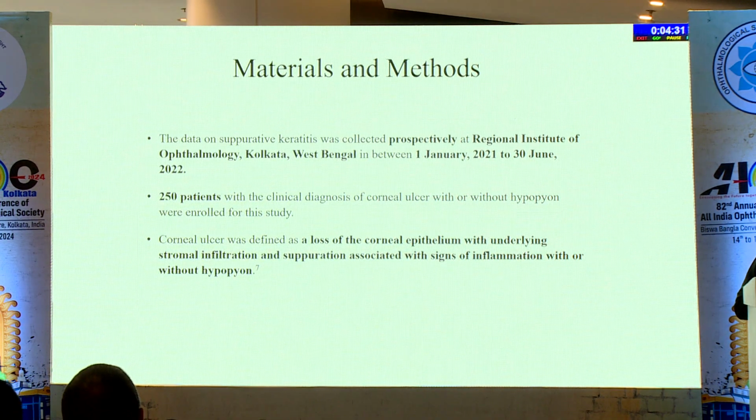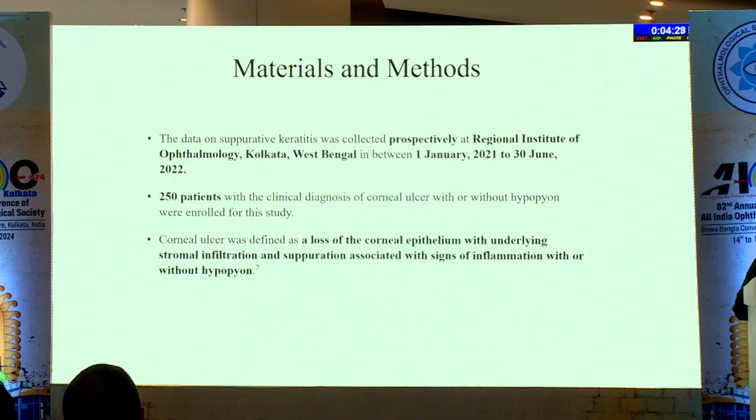The data on suppurative keratitis was collected prospectively at Regional Institute of Ophthalmology, Kolkata, between 1st Jan 2021 and 30th June 2022. 250 patients were enrolled for the study. Corneal ulcer was defined as a loss of the corneal epithelium with underlying stromal infiltration and suppuration associated with signs of inflammation with or without a hypopyon.